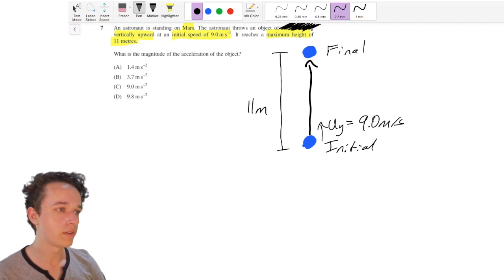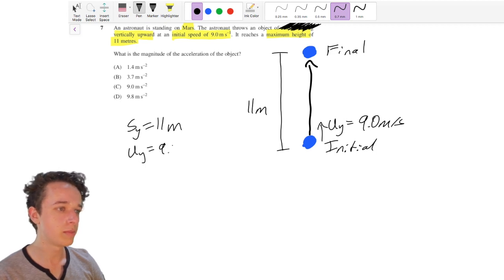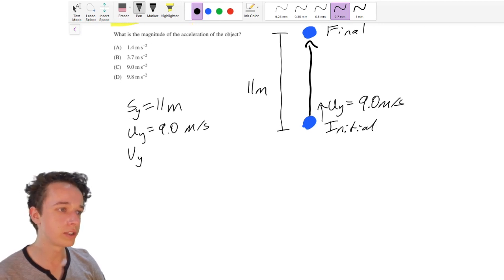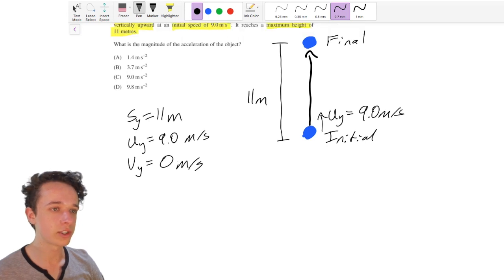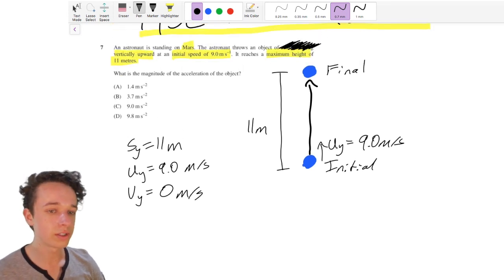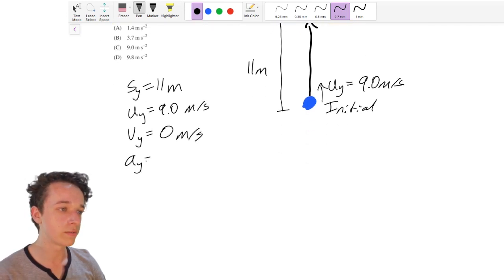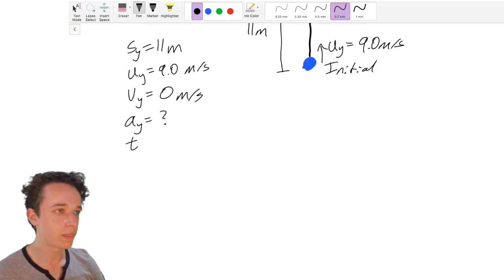All right, so filling out our SUVAT table, SY, the displacement of the final position relative to the initial position, is 11 meters. uy is 9 meters per second. Vy is 0 because this is a maximum height question and the velocity of the y component of a projectile at its maximum height is 0. That's a very important point. And then AY is what we are trying to find, which is unusual. And we don't know what T is.